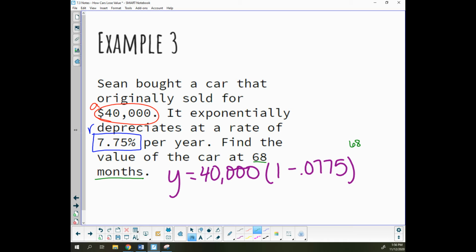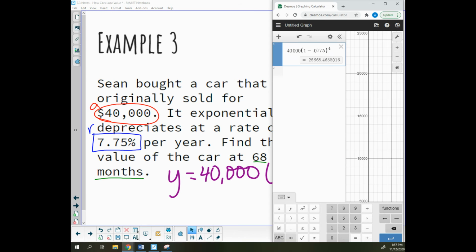But since this is a month value, I'm just going to take this and divide it by 12. When I take a month value and divide by 12, that's actually going to turn it into however many years 68 divided by 12 is. I don't even have to think about it. I can leave it looking exactly like this when I type it into Desmos.